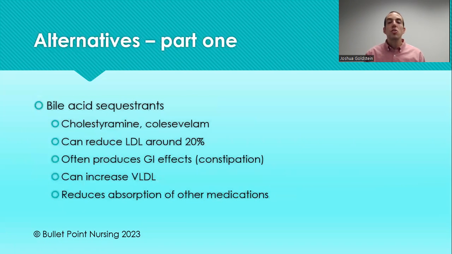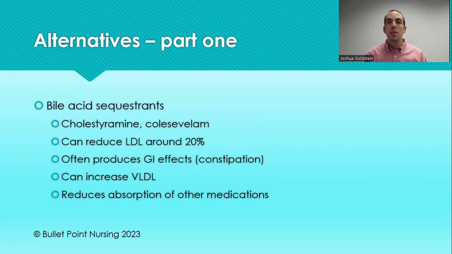So, alternatives to statin therapy, and I want to really clarify, most of these drugs are not used as an alternative to statin. They're used as an add-on to statin. So the first one we're going to talk about is the bile acid sequestrants. Cholestyramine is the older one. Colesevelam is the newer one. These medications can reduce the LDL roughly 20%.